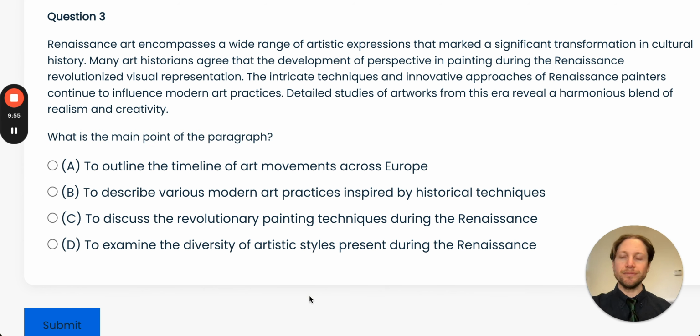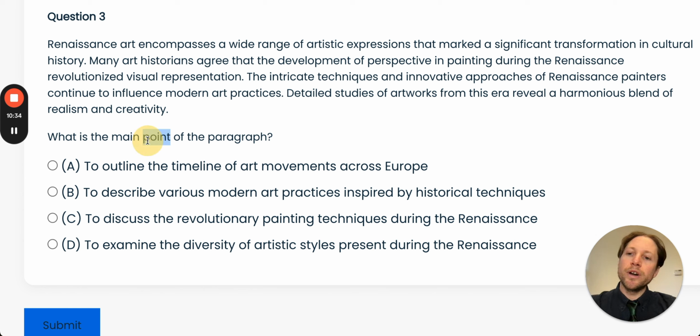All right, question 3 reads, Renaissance art encompasses a wide range of artistic expressions that marked a significant transformation in cultural history. Many art historians agree that the development of perspective in painting during the Renaissance revolutionized visual representation. The intricate techniques and innovative approaches of Renaissance painters continue to influence modern art practices. Detailed studies of artworks from this era reveal a harmonious blend of realism and creativity.